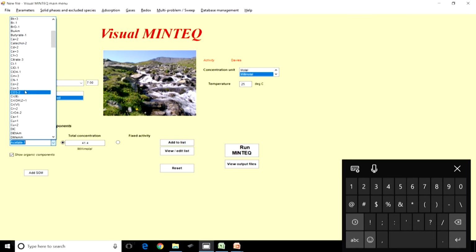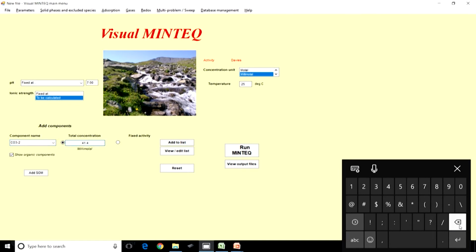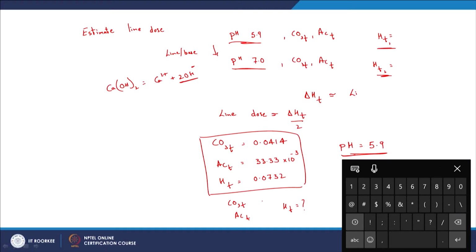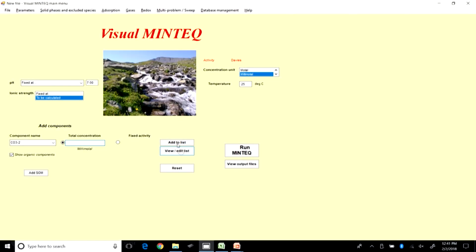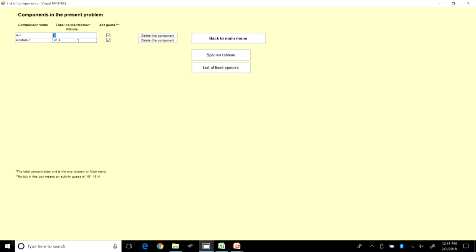Where is CO3 2 minus? Okay, it's right here. Pardon me, CO3 total was, okay, I think I messed up the values. I think estate total was 33.33 into 10 power minus 3, right? And CO3 total was 0.0414, is that right? So I need to plug that in. CO3 total was 0.0414. And what did I plug in? Okay, I plugged in the reverse. So I think I need to just change that here.